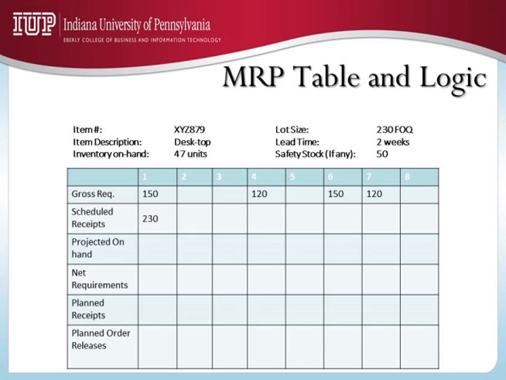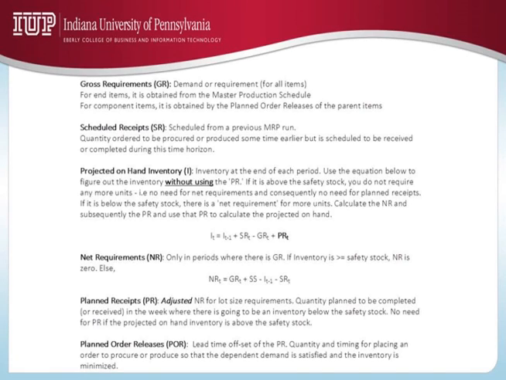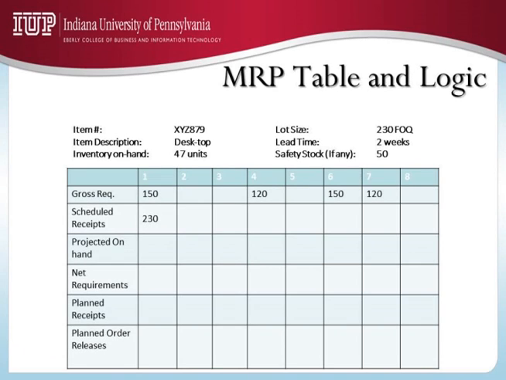Typically for the end item you would have received the gross requirement from the master production schedule, but if you go to the next slide, I have given the calculations, how to do the calculations for all of these 6 rows from gross requirements to planned order releases. So for end items, where do you get the gross requirements from? It is from the master production schedule typically, but for all component items it is obtained by the planned order releases of the parent items. This will become more obvious soon. Now let's go back and fill out these cells here.